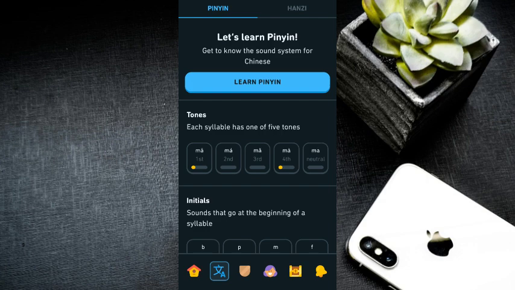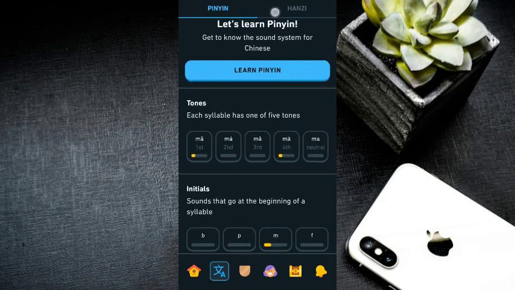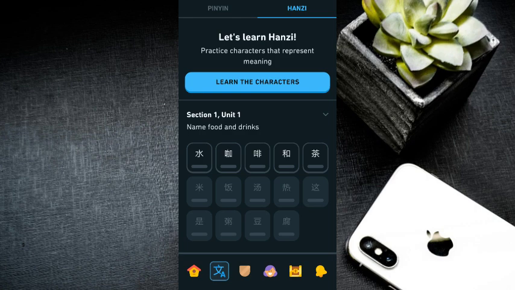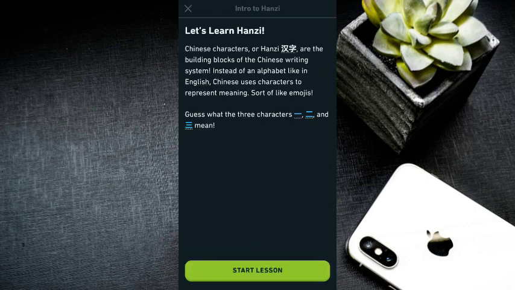Now you see that there are two. There is the pinyin, which is the sound system for China, and the Hanzi, which is the character. While learning the characters, you're going to click learn the character.